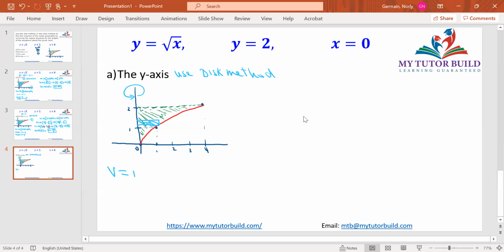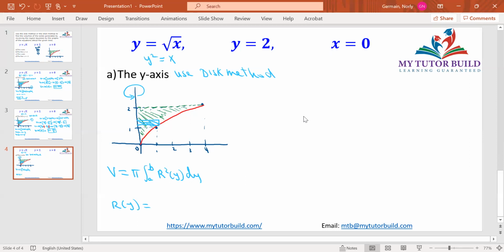the volume V would be equal to pi, integral from a to b, r square of y dy. Okay, now what is r of y? All you need to find is what is r of y. As you remember, x here equals y square, right? So now what is r square of y?